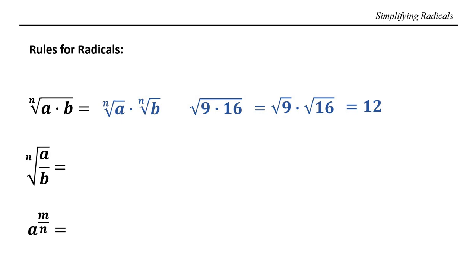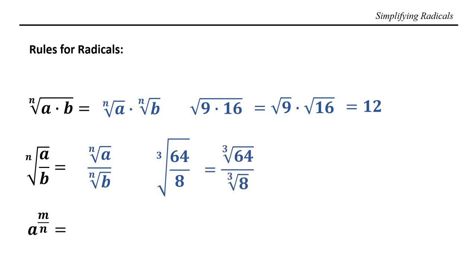Now if we had the nth root of a over b, similarly, that can be rewritten as the nth root of a over the nth root of b. An example to show that is if we had the cube root of 64 over 8, that could be the cube root of 64 over the cube root of 8, which, if we simplified, would be 4 over 2 or 2.